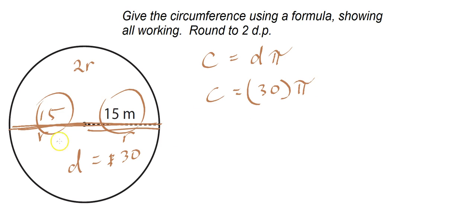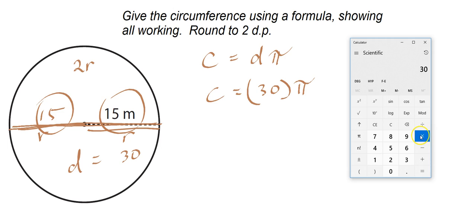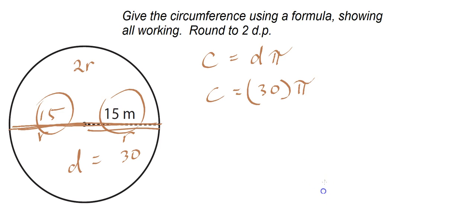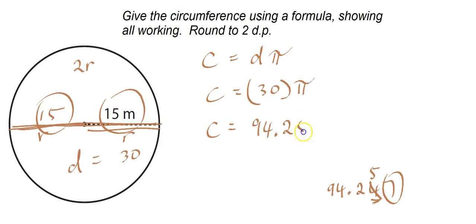Now we need to use our calculator. Go 30 times pi, and we get 94.247. We have to round off to 2 decimal places. This is a big number, so this goes up to 5. So the final answer is 94.25. What's the unit of measurement? Meters, and that's the final answer.